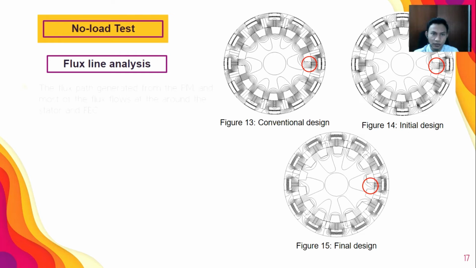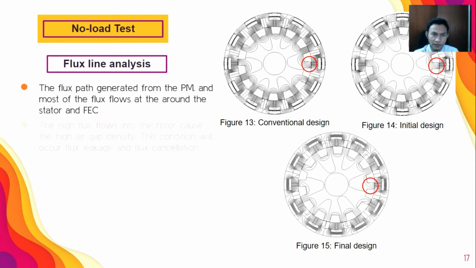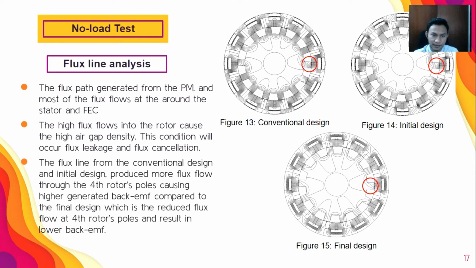Next, we move to the no load test analysis for the flux line analysis. Basically, figure 2 is the conventional design, figure 14 is the initial design, and figure 15 is the final design. In the flux line analysis, the flux path is generated from the permanent magnet, and most of the flux flows around the stator and the FEC.